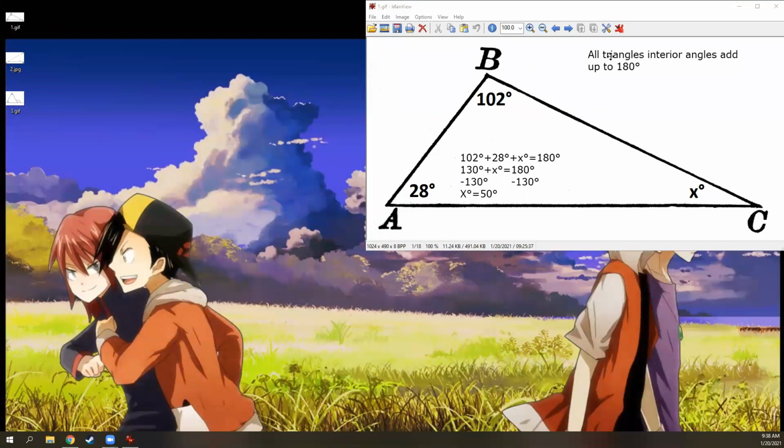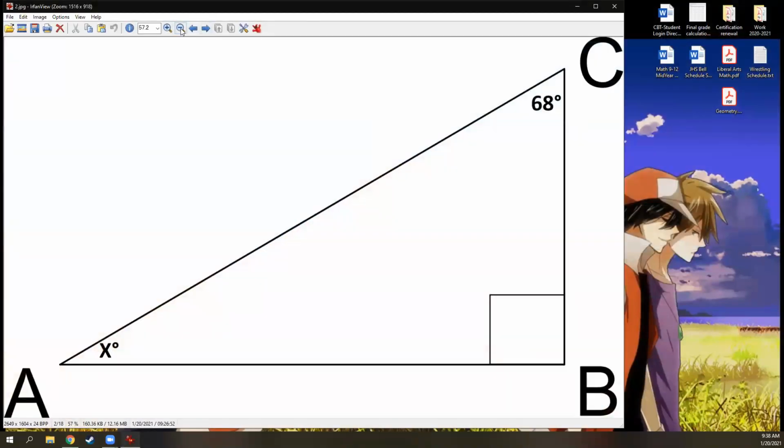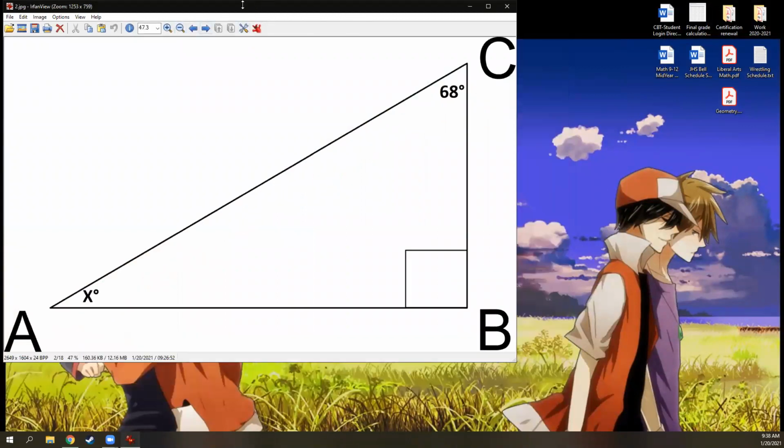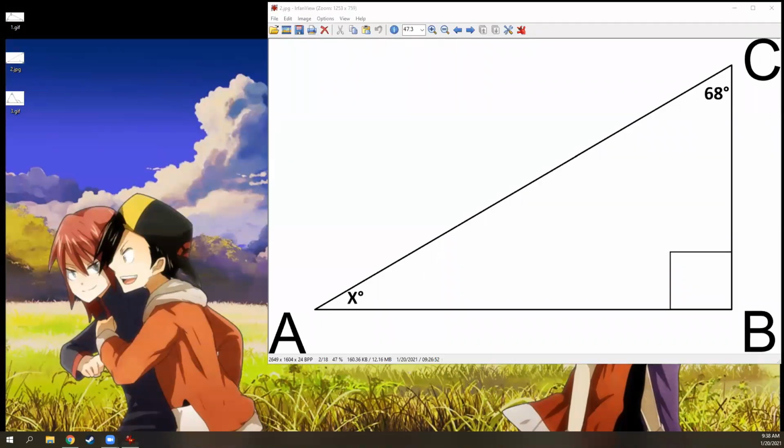Nice and easy peasy. But I'm going to clear this, close that. Sometimes we can be a little tricky. I'm not going to throw algebra at you just yet. Thought about it, but not yet. But we are going to get some stuff like this.